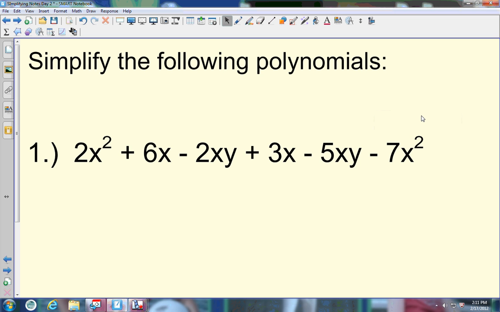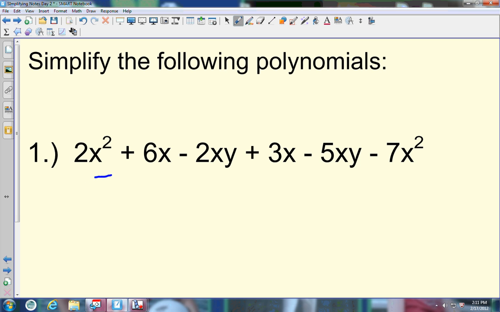In this video, we are going to be simplifying polynomials. It's the same as what we've done before where we've combined like terms. What I normally like to do is look and see what things look the same, have the same exponent, variable and exponent.